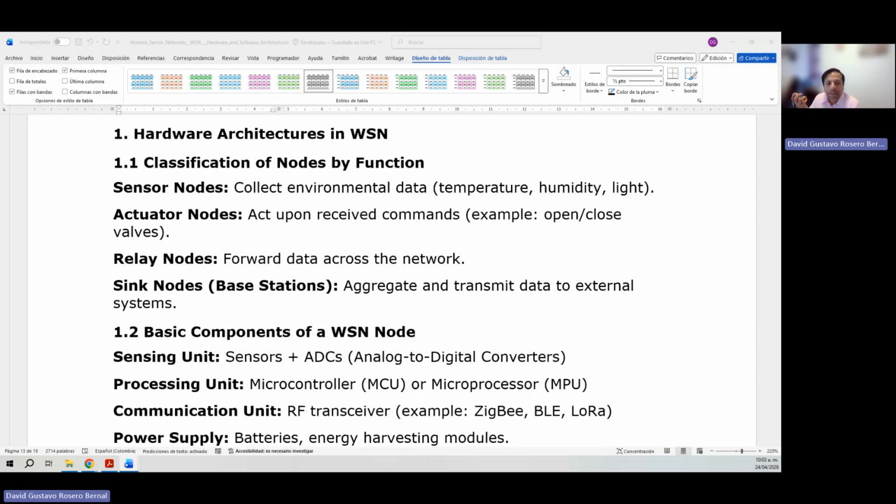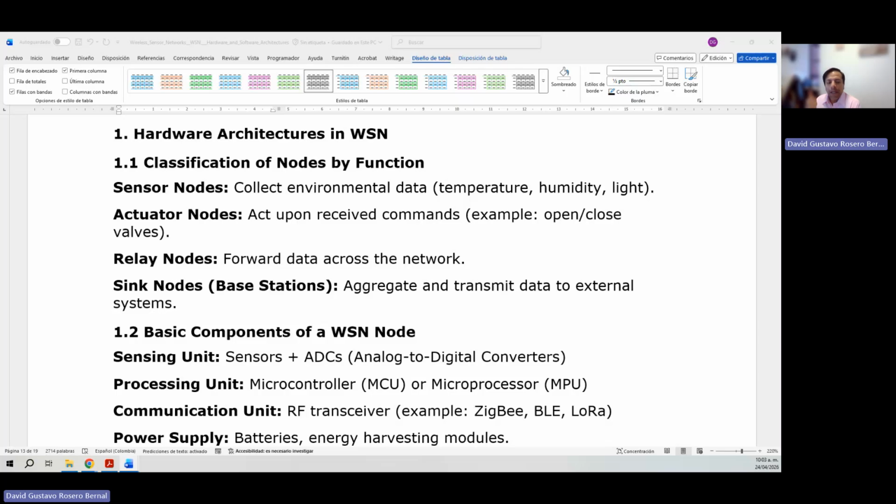The discussion will be divided into two main parts. The first one is the hardware architecture. The second one is the software architecture in the WSN. Let's begin with part one of the guide, which covers the hardware architecture in WSN.